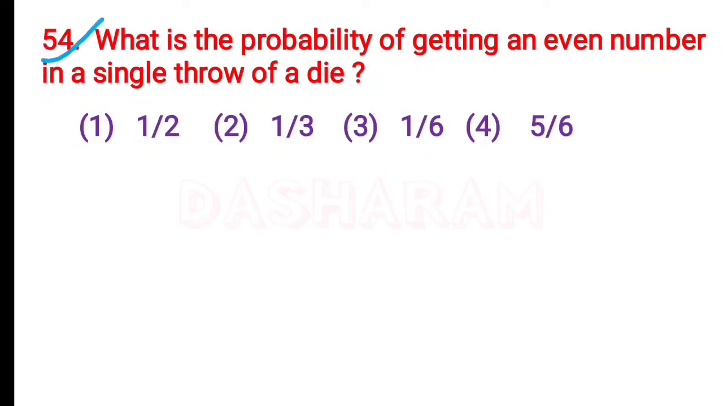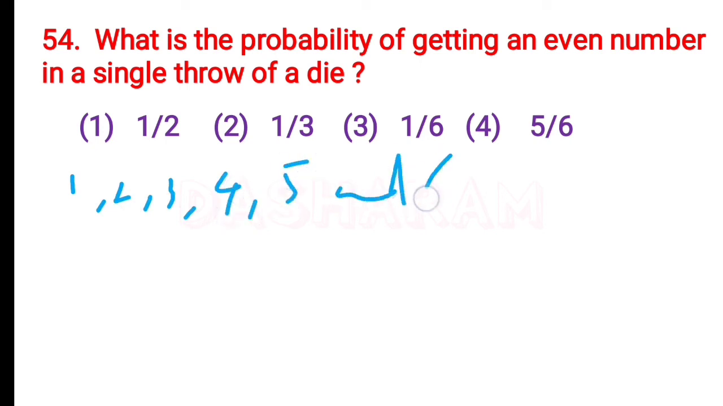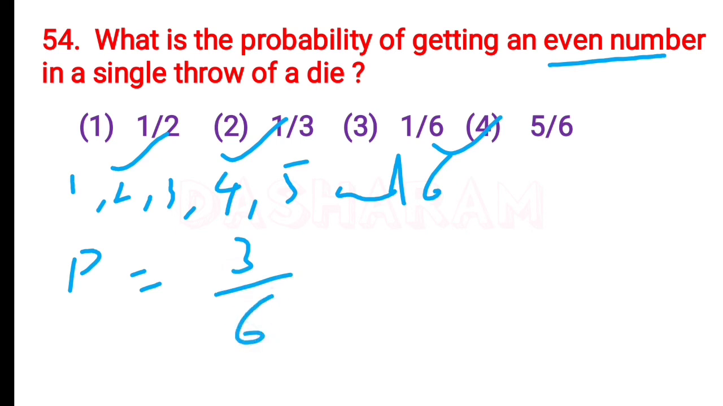Next, 54 question, what is the probability of getting an even number in a single throw of a die? So let's write the possible outcomes for the dice: 1, 2, 3, 4, 5 and 6. These are the possible outcomes for the single throw of a die. What is the probability of getting an even number? So let's find out the probability. Probability equals favorable outcomes for the even number. So here 2, 4 and 6, 3 favorable outcomes out of 6. 3 ones are 3, 3 twos are 6, so 1 by 2. So option 1 is correct.